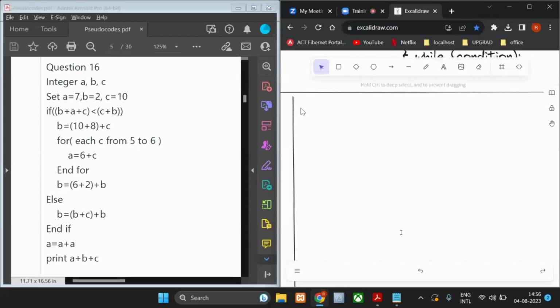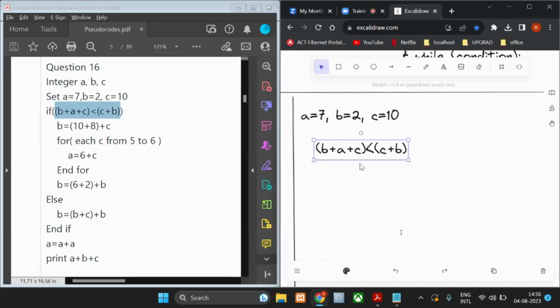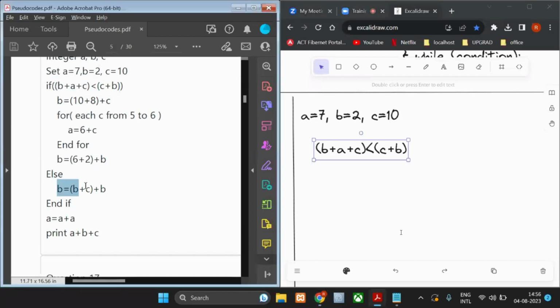So the given values are b is equal to 2, c is equal to 10. So these are the initial values. After that, we have a condition. Just by looking at it, we can say that it is false, because you're adding three variables and saying that it is less than the sum of two variables, which is obviously wrong. So a plus b plus c will result in 19, and you're saying that 19 is less than c plus b, 12, which is wrong. The condition is false. So go to the else block and execute this.